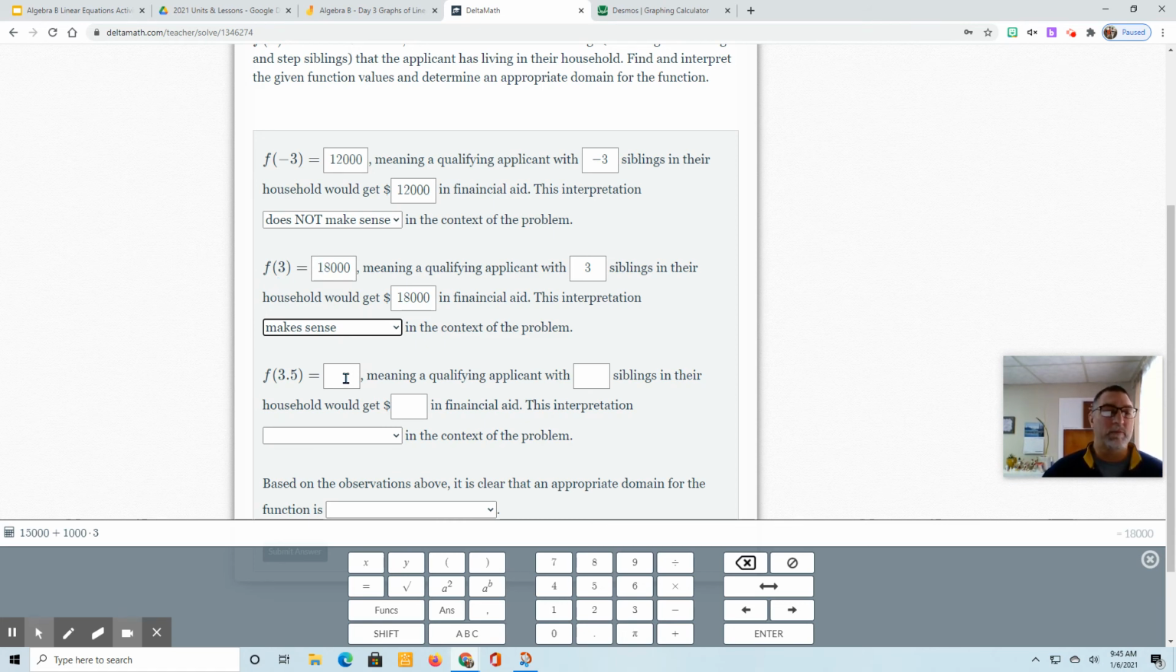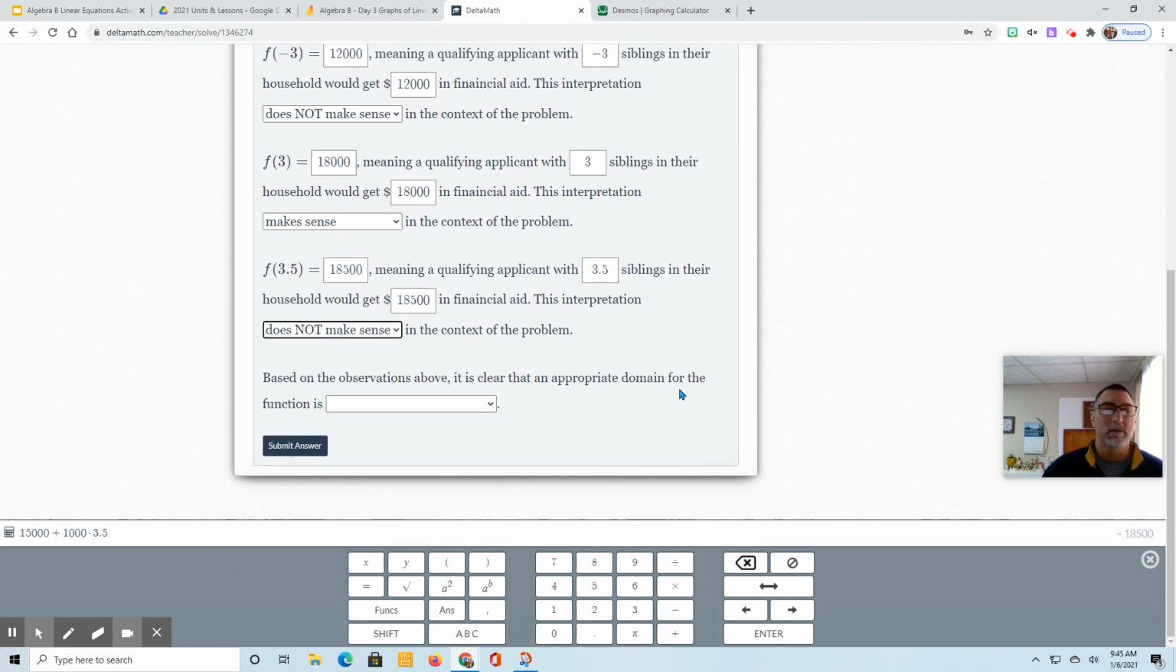All right, then 3.5. All right, they're helping us out again here. All I got to do is put the 0.5 in here. All right, and that gives us, we can see the answer over here, 18,500. And for 3.5 siblings, 18,500. And oops, 2 zeros. And this does not make sense because you can't have half of a sibling.